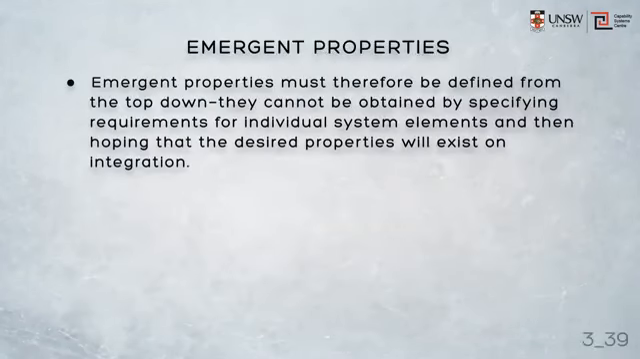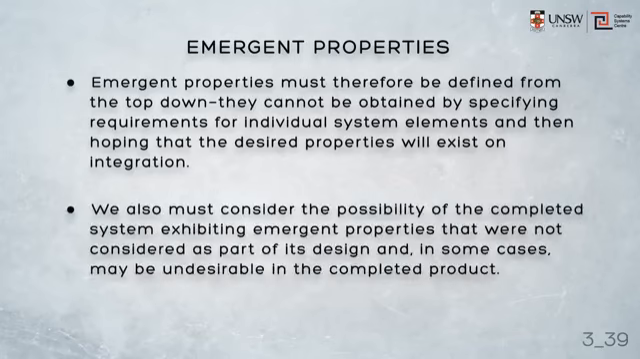We're interested in emergent properties because they have to be defined top-down. They can't be obtained by specifying requirements for individual elements and then hoping that those properties will emerge as we combine those elements together. So, for example, if we say the system must be safe, it's up to the designer to decide how the elements contribute to that safety so that when all the elements are together, the entire system is safe. But it could be true that none of the individual elements themselves are safe, but their combination is. And so that emergent property is a very important thing. It has to be specified top-down, and it has to be controlled by the designer as the system design continues.